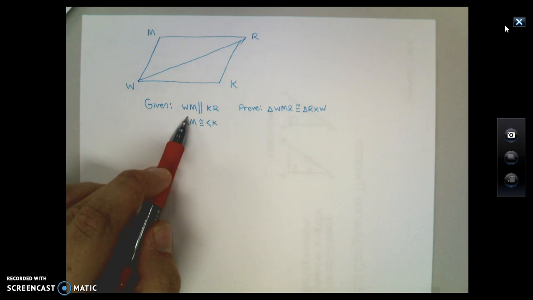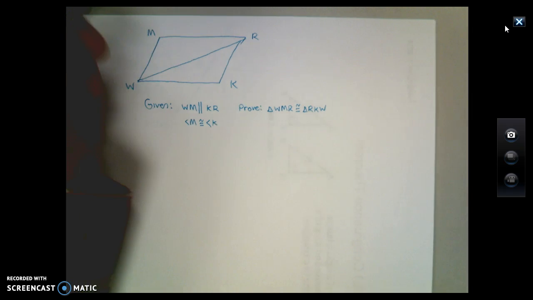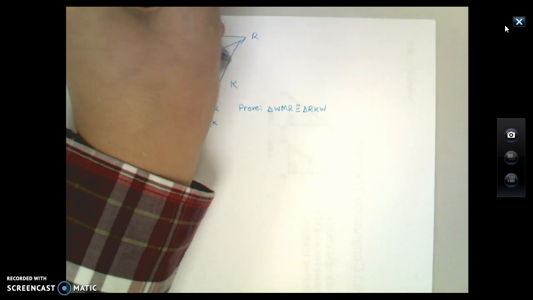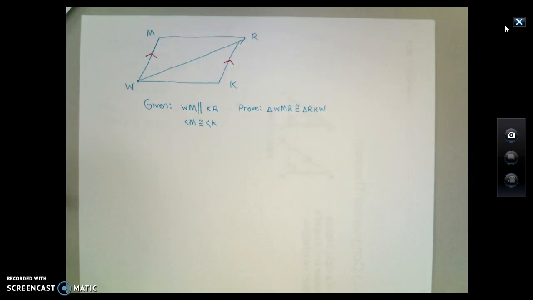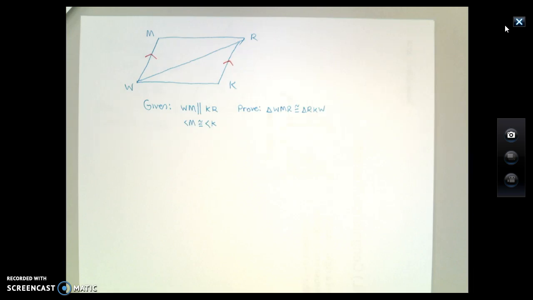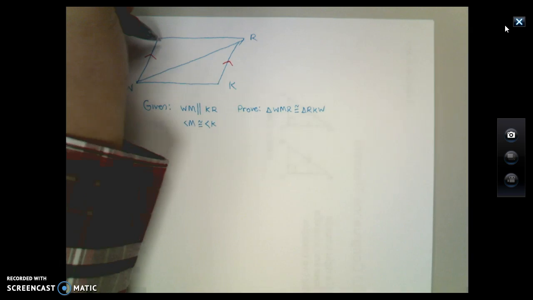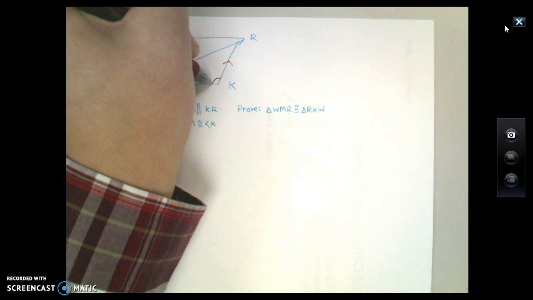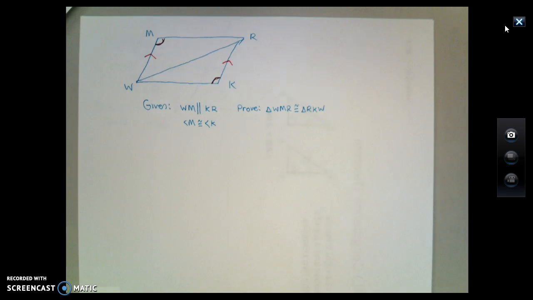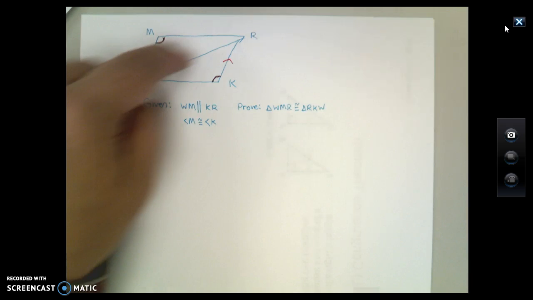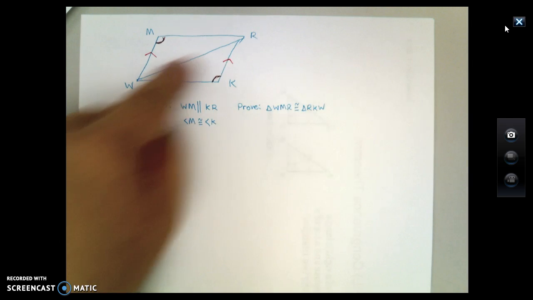I'm given that WM is parallel to KR. That's a different one, so I'm going to write the little parallel symbol there for that. And I know that angle M and angle K are the same, so I'll do that in maroon. Well, what's helpful about this one is I already know one of my congruent statements right in my given. So I don't have to go searching for 3, I only have to search now for 2. So we're trying to prove that WMR, this upper triangle, and this lower triangle are the same.